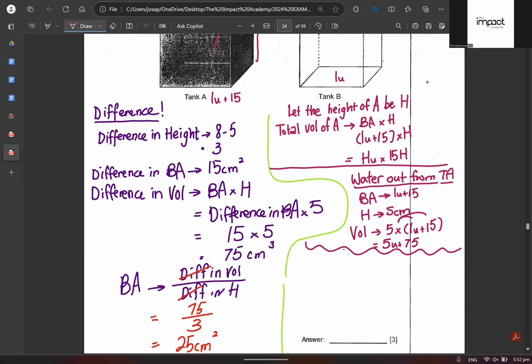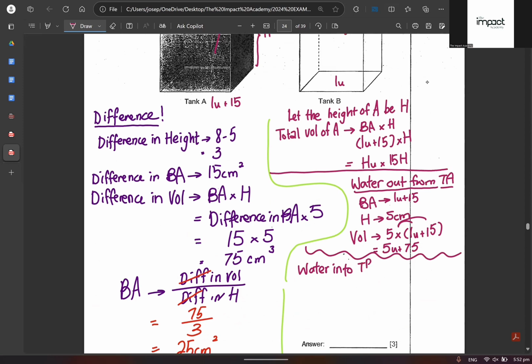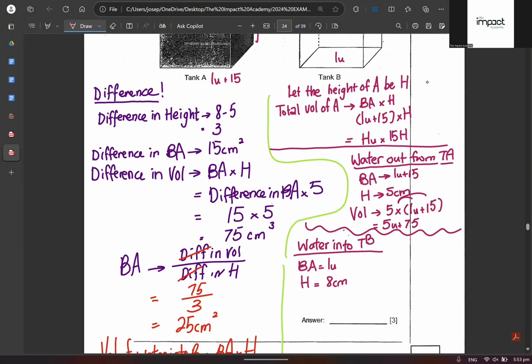Tank B. How much is the water that went into tank B? Into TB, we learned that the base area is 1 unit. What is the height? The height is 8 cm. They say increased by 8 cm. What is the volume? The volume is 8 times 1 unit, which is equal to 8 units.